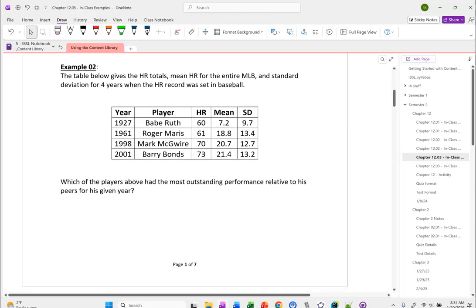Let's look at example 2. Now, we're not actually going to do the calculation because in the interest of time, I'd like to hit some more stuff. So we're not going to do every single one of these. But I do want to talk about how you'd want to do this problem. So it says the table below gives the home run totals, the mean number of home runs for the entire Major League Baseball, and standard deviation for the 4 years when the home run record was set in baseball. Which of the players above had the most outstanding performance relative to his peers for his given year?